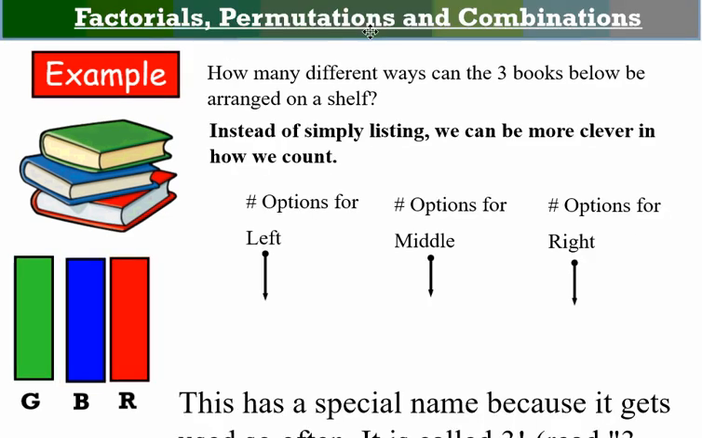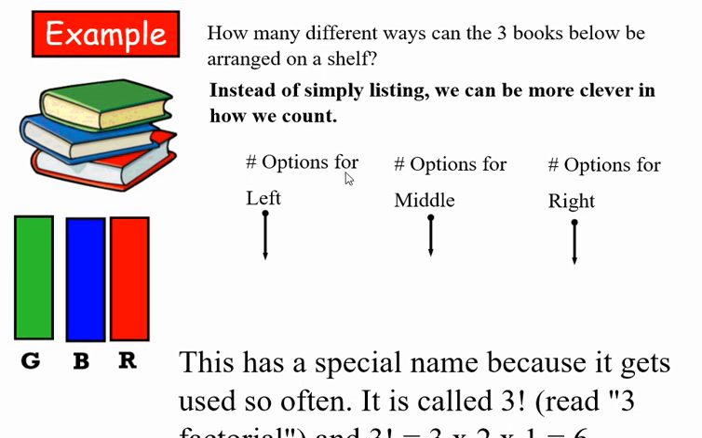But thinking about this in your head is kind of an inefficient method. Instead of doing that, I could actually use the counting principle. I could simply ask myself, how many options do I have for the far left book? If I was going to rearrange them, there are 3 options to start off, because I haven't chosen it yet. So the far left has 3 options.